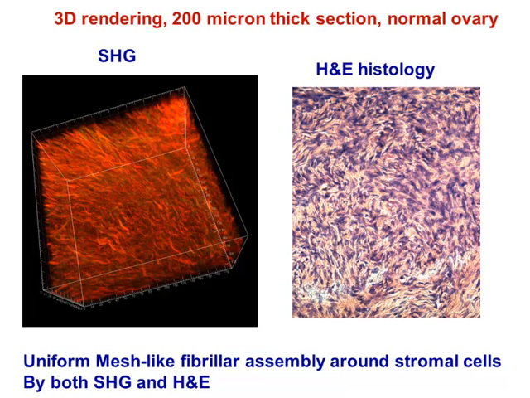Then if we look at the ancient histology from the same tissue, this is the top going down. And you see the same thing. You see the pink is the collagen, the blue are the nuclei. So we see this kind of a mesh-like structure.